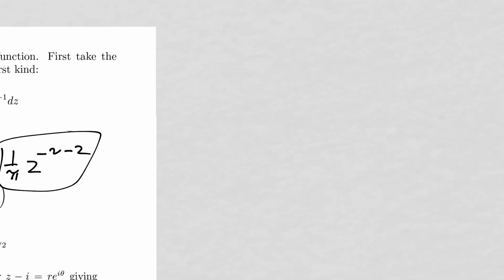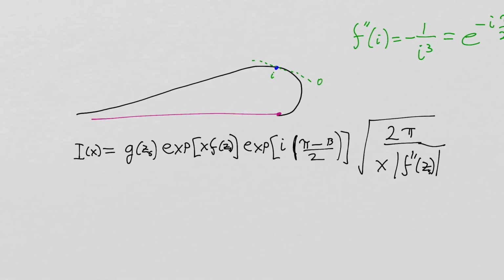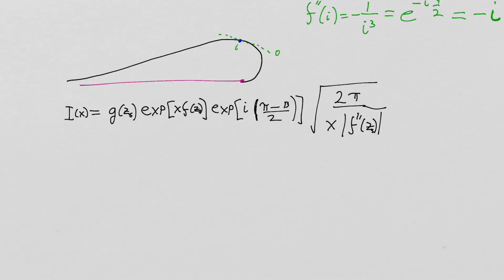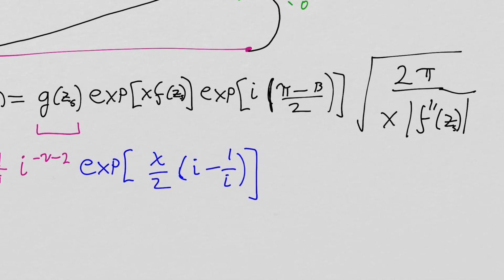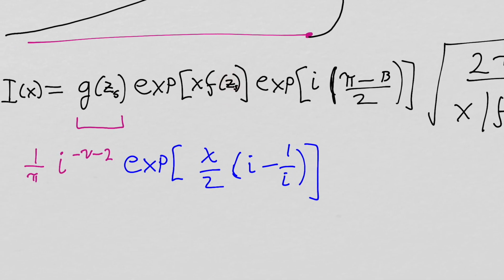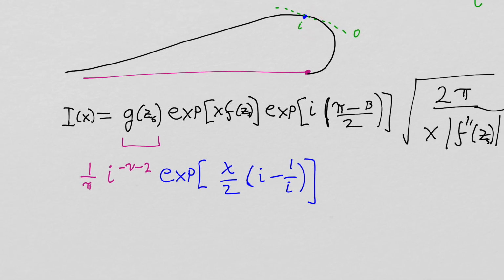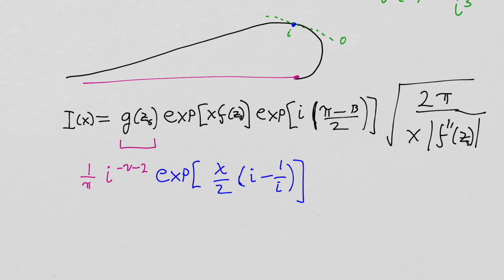And that's important because we're going to start plugging in those substitutions here. So for example, we will immediately plug in 1 over pi i to the minus nu minus 2 for G. That is G evaluated at the saddle point, because the saddle point is i. And then we substitute for the exponential, x over 2. Again, note that this is evaluated at the saddle point, and the saddle point is i. So instead of z minus 1 over z, it's i minus 1 over i.